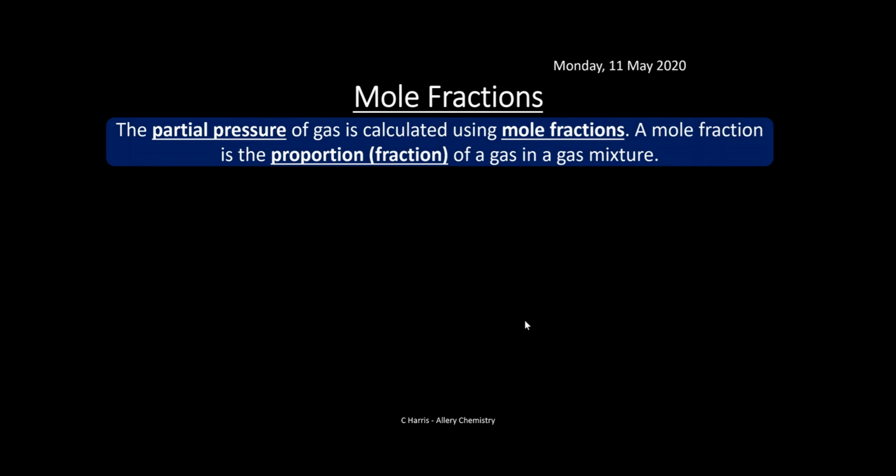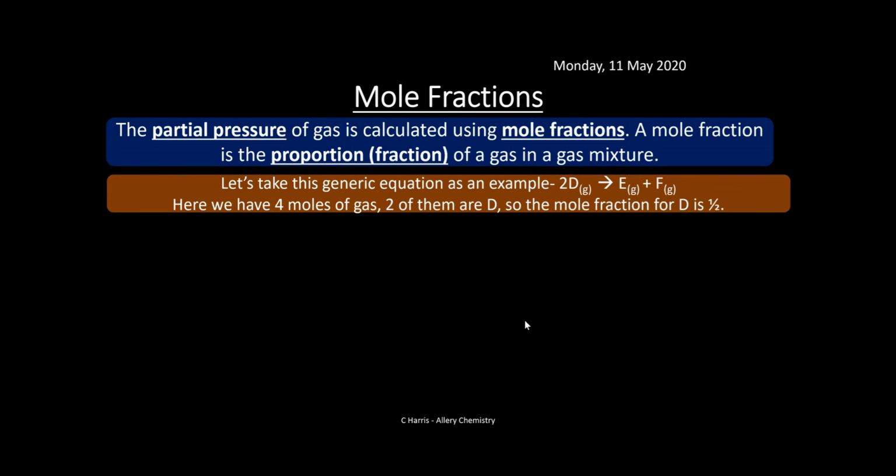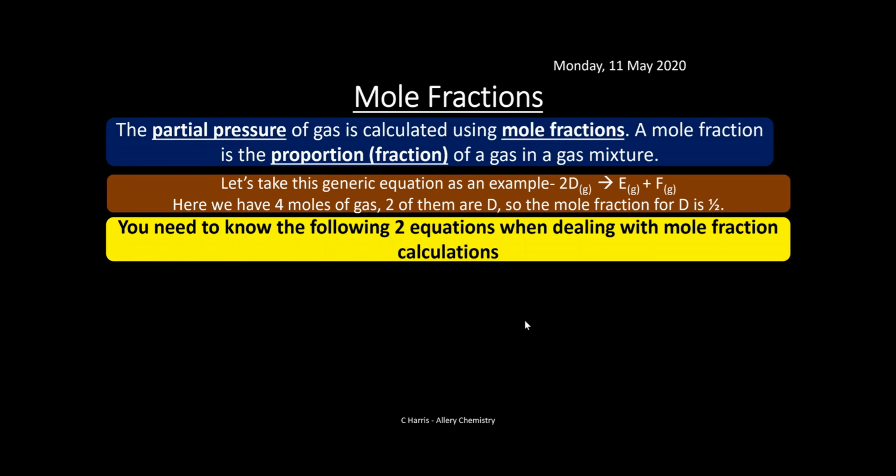Okay, so let's look at mole fractions. So the partial pressure of a gas, as we've just seen there, is calculated using mole fractions. And a mole fraction is just the proportion or a fraction of a gas in a gas mixture. So let's take a generic example. So we've got 2D, and that's forming E plus F. And here we have 4 moles of gas, okay? 2 of them are D, and so the mole fraction for D is a half, okay? So just to work out for 1D, it's going to be a half.